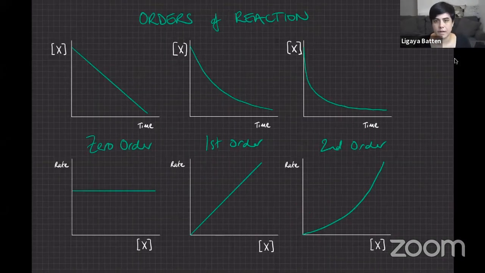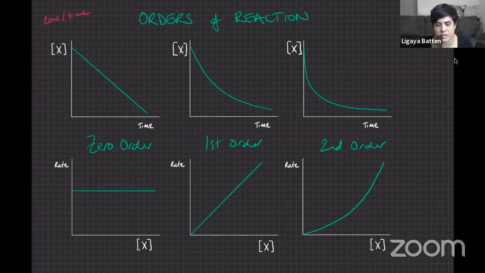Now this kind of links us nicely into, sorry, excuse me, I have a bit of a cold. This links us nicely into thinking about orders of a reaction. So orders of reaction link a specific reactant with how that specific reactant affects the rate of reaction. So in this case, our reactant is X. We've got the concentration of X on the y-axis in each of the three graphs on the top row there. And then we've got time on the x-axis. So these top graphs here are concentration time graphs.